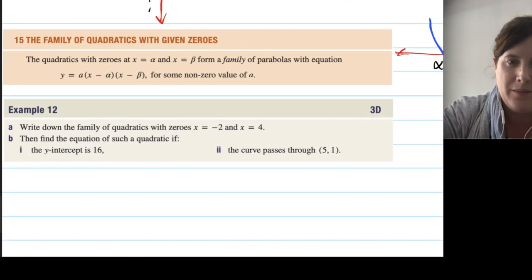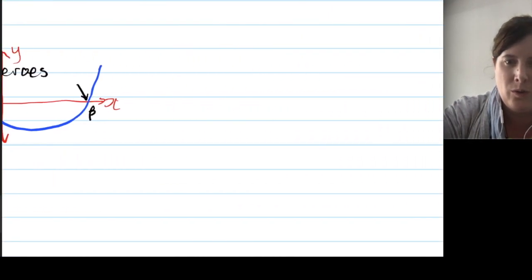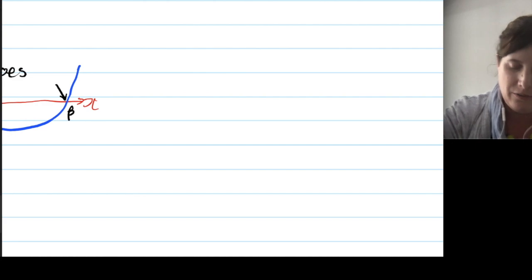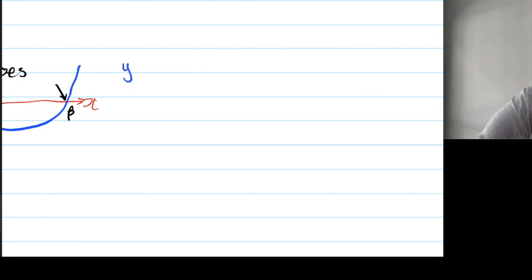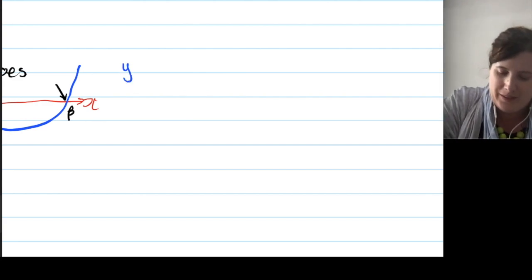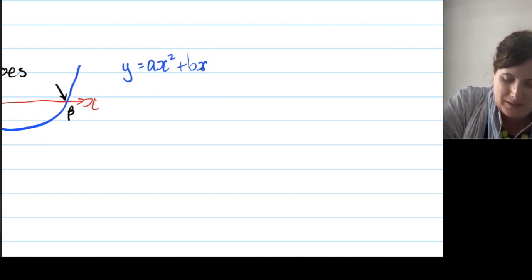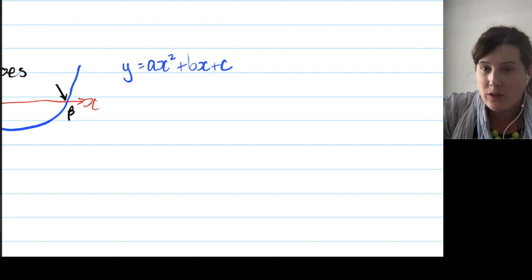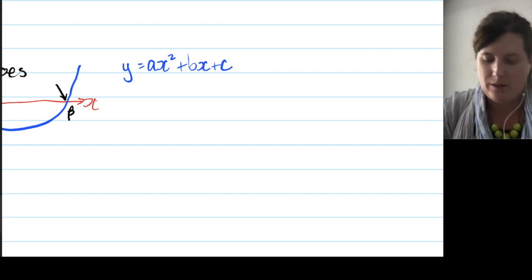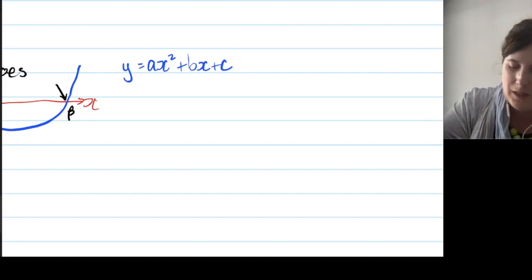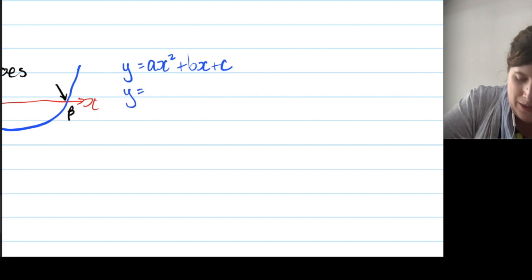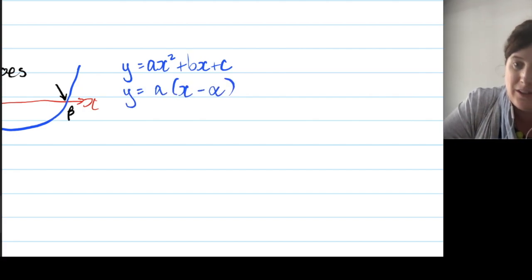The good thing about all quadratics is we start off with them in this general form, y equals ax squared plus bx plus c. But because we can factorize them, and you can use the quadratic formula if you can't factorize them, we can actually write them in the form a(x take alpha), where alpha is our first zero.